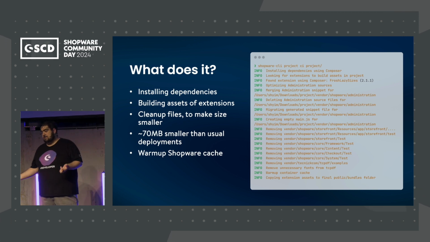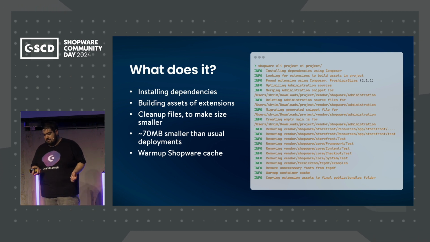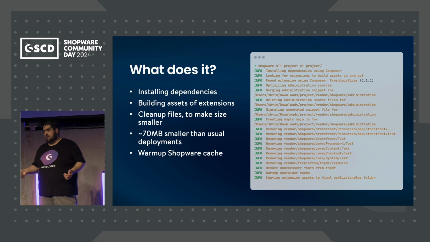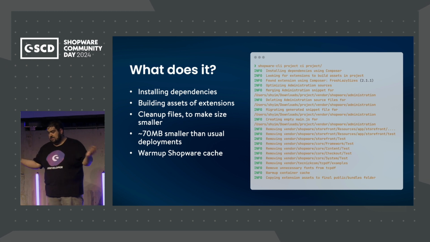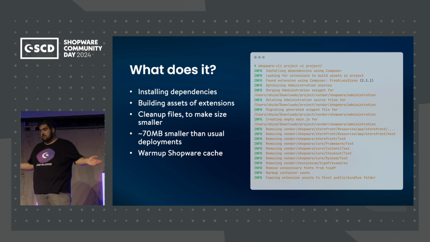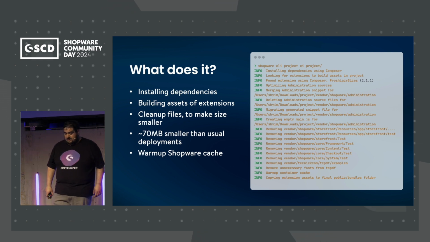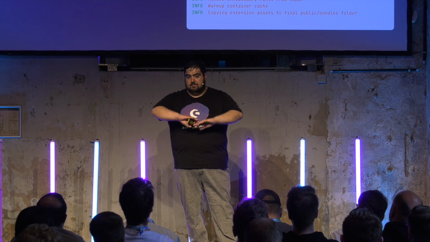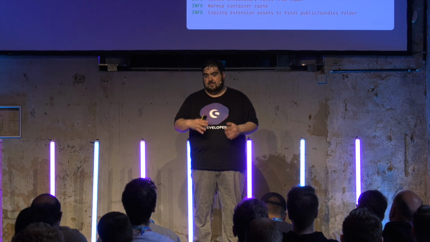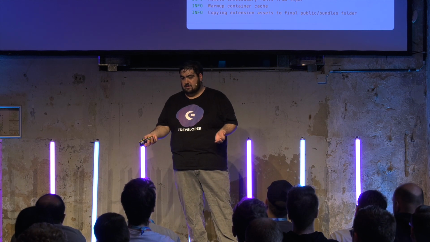You can add also like an environment variable. It configures automatically the Shopware packages access. It builds all assets when necessary, so we can skip them when they're already built. So it's everything much faster. We clean up a lot of files, so it's 70 megabytes smaller than usual deployments, which is pretty nice for Docker images. When it's smaller, it gets pulled faster and so on. And we warm up also the Shopware cache. So when you use containers and spawn a new container, the cache is a little bit warm, and the first request doesn't take so long.